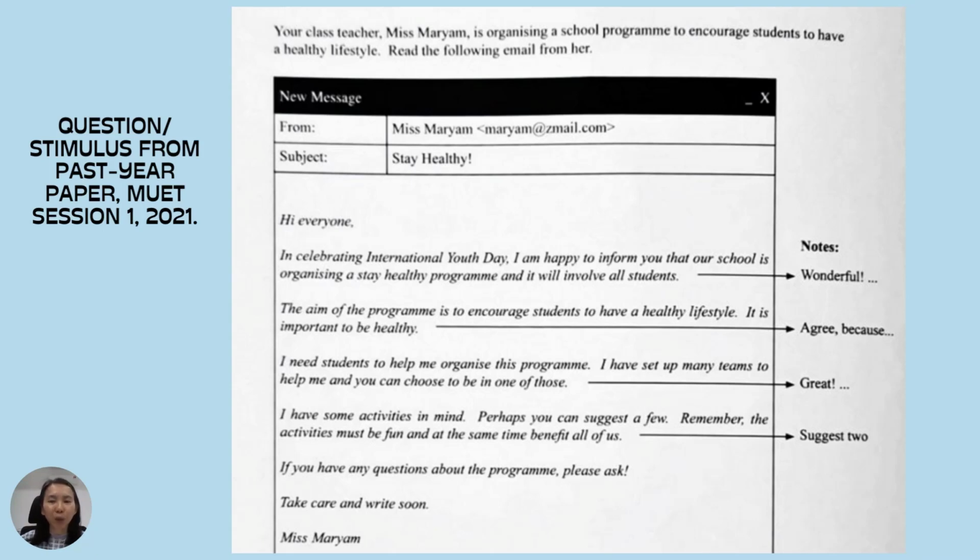So here is a stimulus for Task 1, which I took from the past year paper MUET Session 1, 2021 as the pre-test question. Although the stimulus is simple, students still struggle to answer this question.